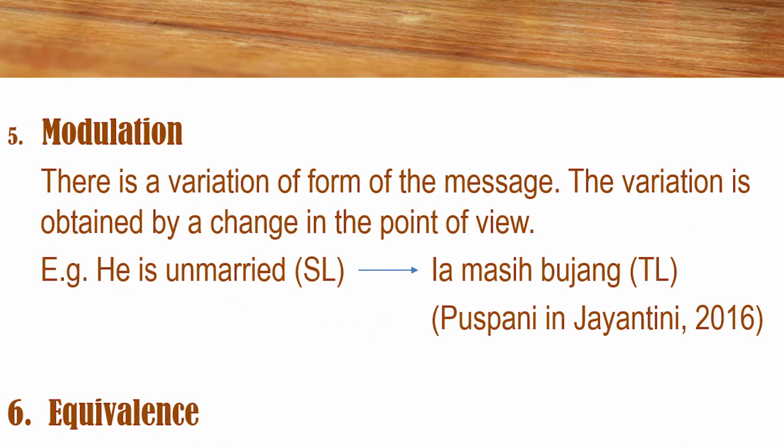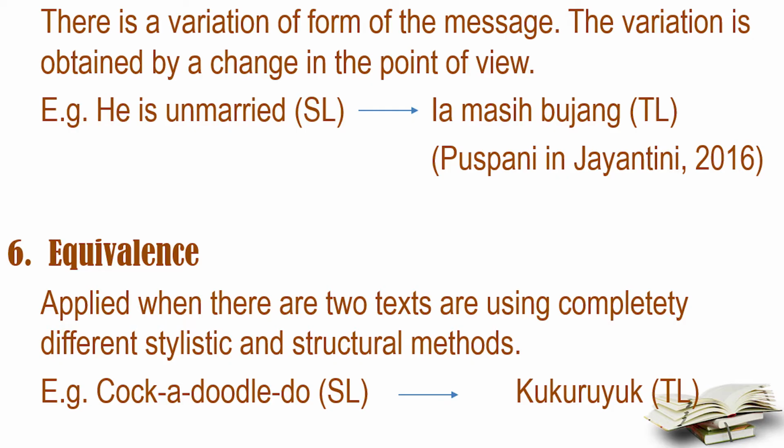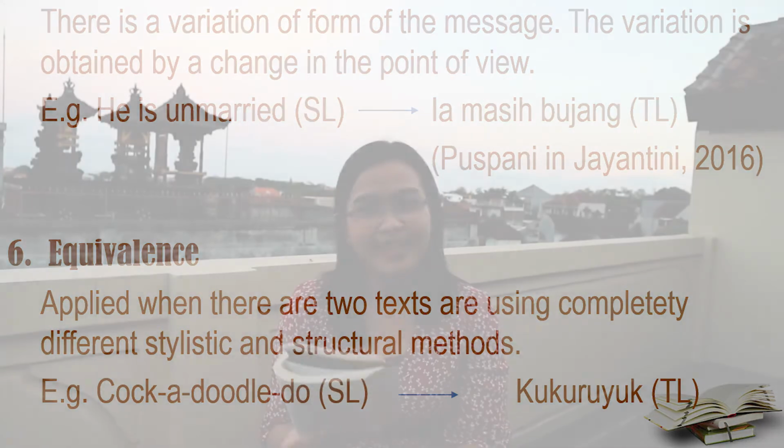Number 5, modulation. Modulation is the translating process in which there is a variation of the form of the message. The variation is obtained by a change in the point of view. Okay, and equivalence. Equivalence means a translating process which is applied when there are 2 texts with the same context of situation, but those texts are using completely different stylistic and structural methods. For example, cock-a-doodle-doo in English is translated into kukuruyuk, so it is equal in the target language. That is a kind of expression naturally used in the target language.